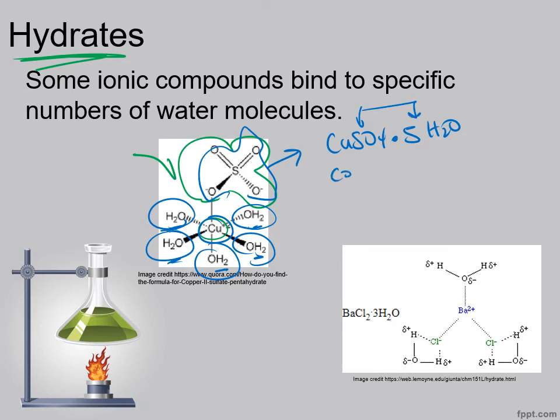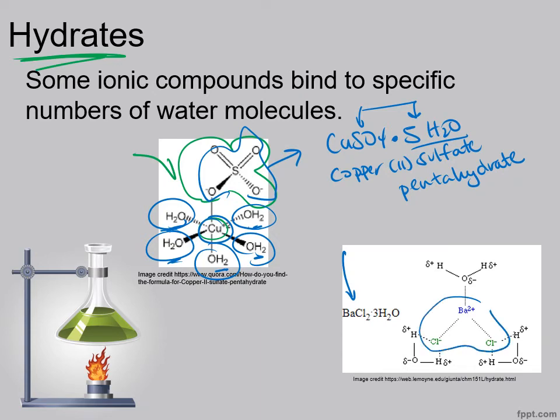And I would call this copper 2 sulfate. And then these 5 waters are penta, penta for 5, hydrate for the water. Copper 2 sulfate pentahydrate. This one, I have barium chloride, so that BaCl2 bound to 1, 2, 3 water molecules. And so that 3 is shown there, BaCl2 dot 3 H2Os.